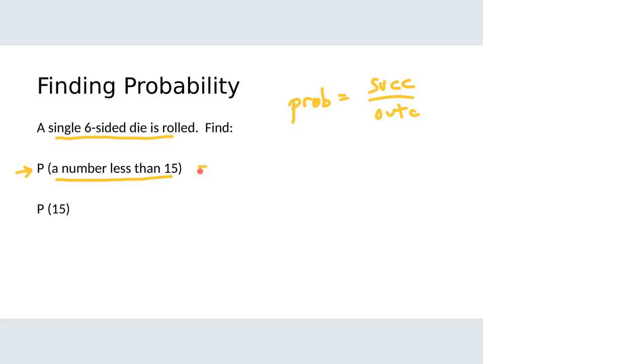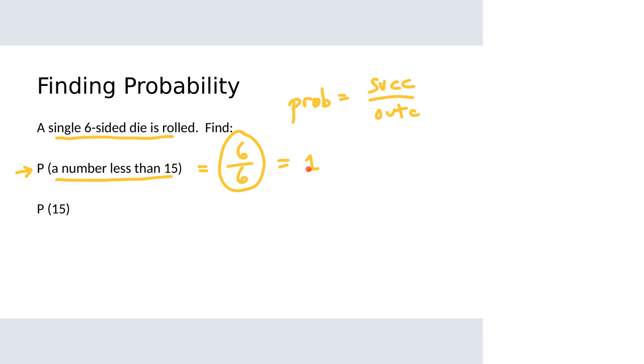So, okay, here we have 6 outcomes, and well, all 6 of them, 1, 2, 3, 4, 5, 6, those are all less than 15. So we have 6 successes out of 6 outcomes. So 6 out of 6 would be our probability. If we were going to reduce that, write that in a more simplified way, we might say the probability is just 1. That's fine. We could do that here, but 6 out of 6 is great.